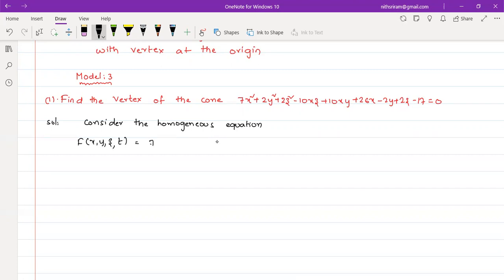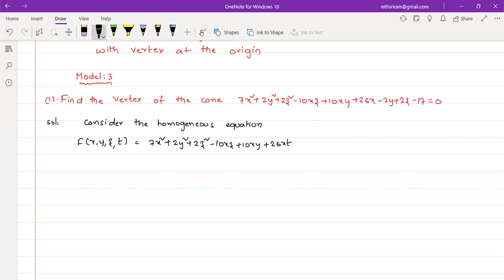So for that, what we have to do is 7x square plus 2y square plus 2z square minus 10xz plus 10xy plus 26xt, because the equation should be homogeneous. Homogeneous means for each and every term the degree should be same. Here the first term the degree is 2, second also the degree is 2, third, fourth, fifth, up to fifth term the degree is 2. Whereas coming to the sixth term we are having the degree 1.